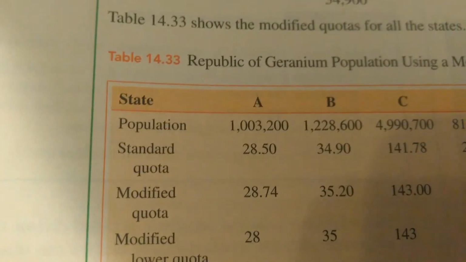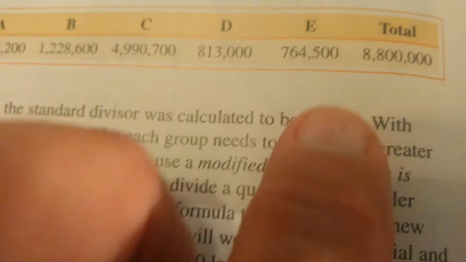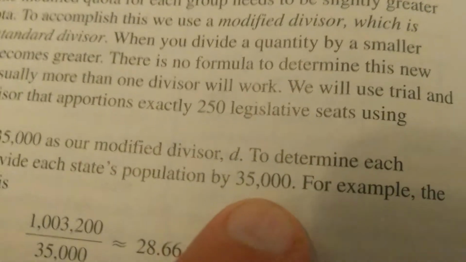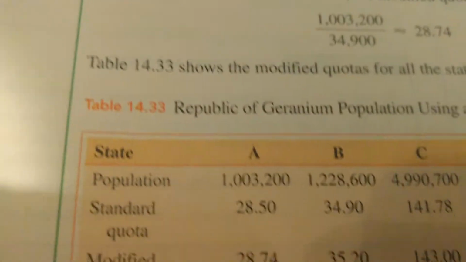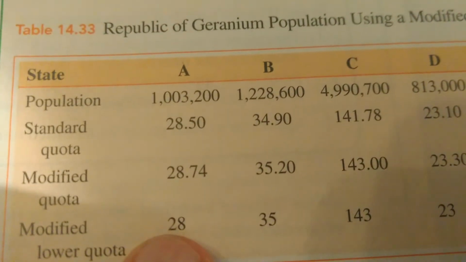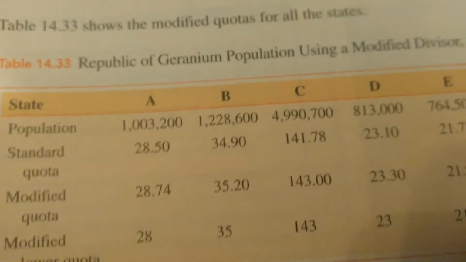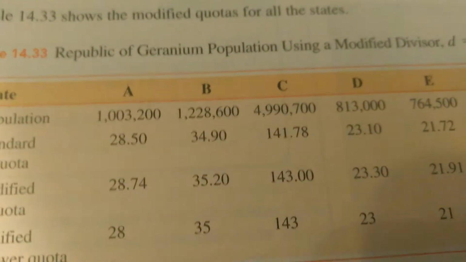So in Jefferson's method, you figure out your standard divisor, and then you drop it down. And you keep dropping it down until when you divide by it and you modify your lower quota, it adds to your exact number that you need.